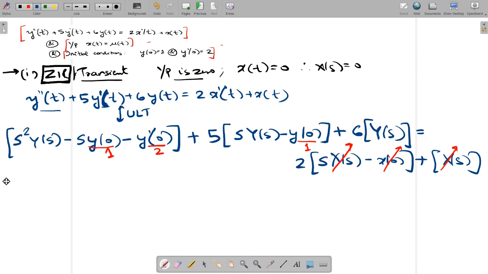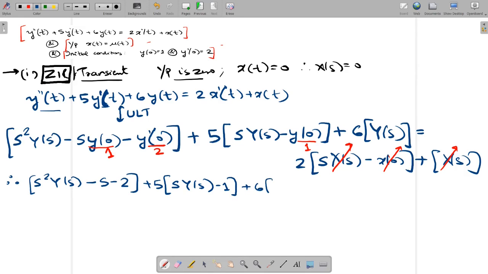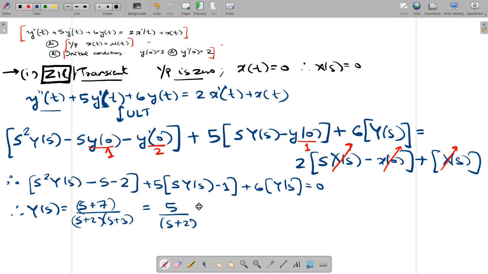Therefore, s squared y of s minus s minus 2 plus 5 times s y of s minus 1 plus 6 y of s is equal to 0. Therefore, if you rearrange, you will get y of s is equal to s plus 7 upon s plus 2 times s plus 3, that is equal to 5 upon s plus 2. Take partial fractions.